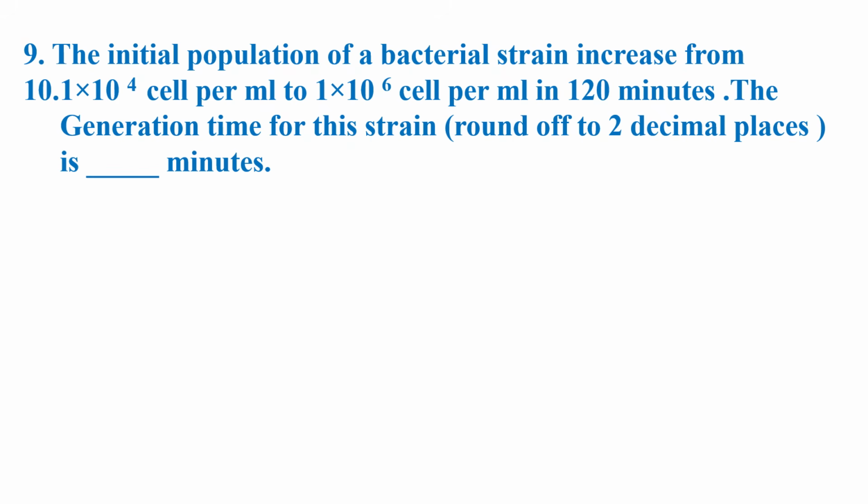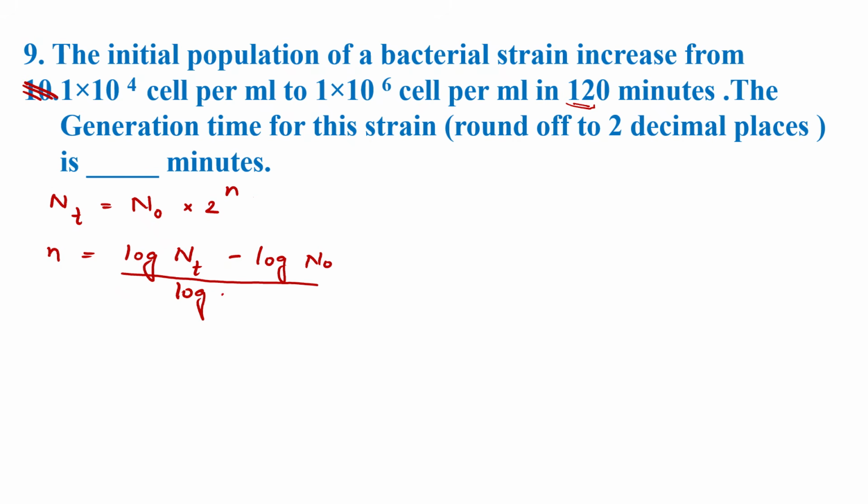It increases from 1 into 10 to the power 4 cells per ml to 1 into 10 to the power 6 cells per ml in 120 minutes. The generation time for this strain is how much we have to calculate. So we know the formula that Nt is equal to N0 into 2 to the power n, or using log we can say that n is equal to log Nt minus log N naught by log 2. We know the value of log 2, that is 0.301.